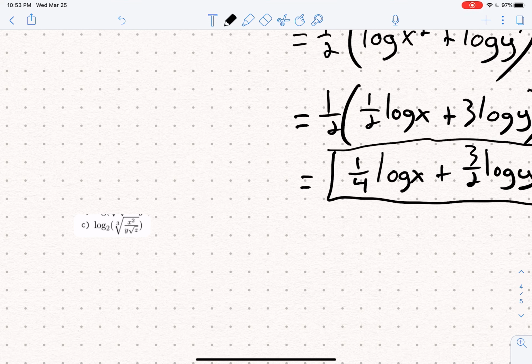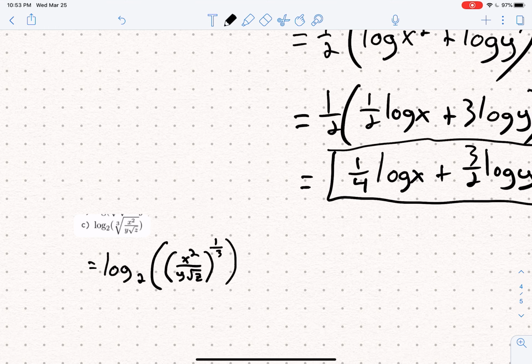So here's what I'm going to do first. I am first going to convert that cube root into a power. It's going to be a 1/3 power. So this is the log in base 2 of, well, the fraction x squared over y radical z. That whole thing is under the cube root, and so that whole thing gets a power of 1/3.